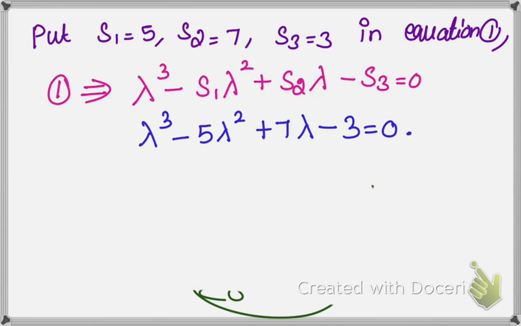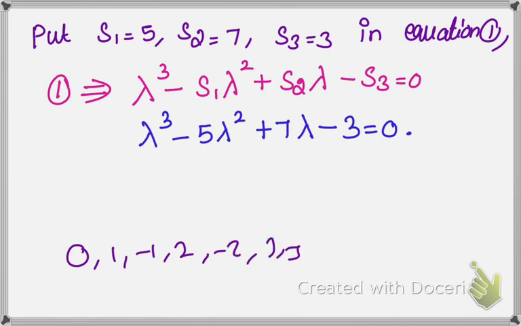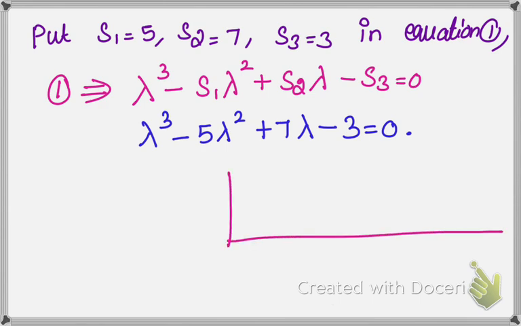That is the factor. You have to apply the values continuously: 0, 1, minus 1, 2, minus 2, 3, minus 3. When you get 0, that is the factor. Suppose you get minus 2 and your answer is 0, so that is the factor. Now, we put lambda equal to 1, so that is the factor. So now we are using the synthetic division method and find the values.